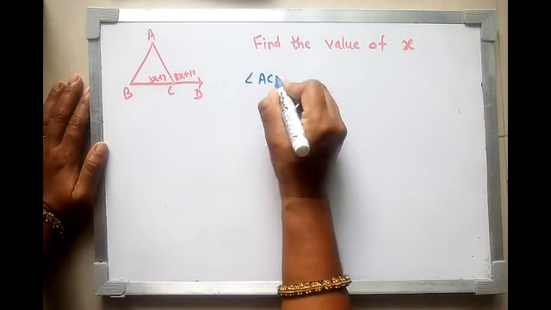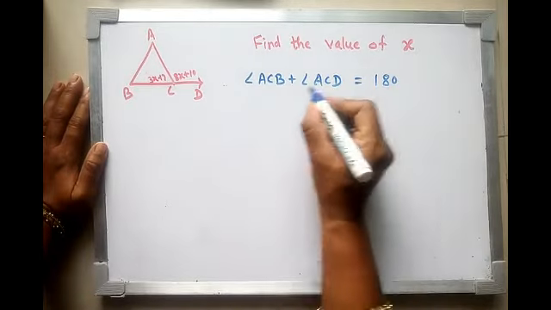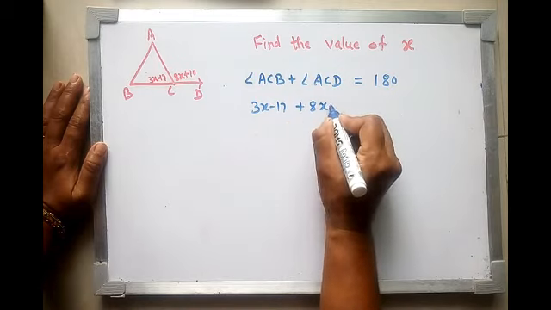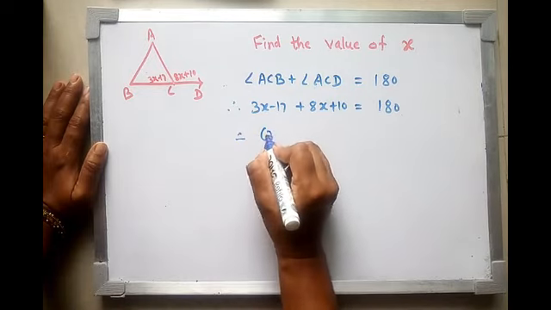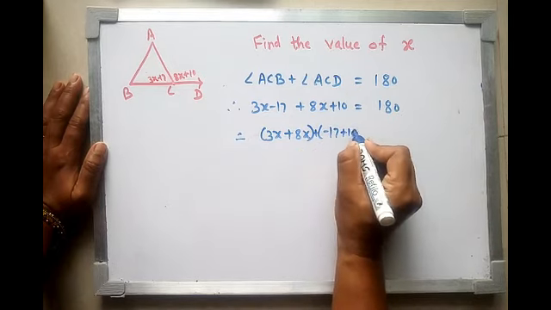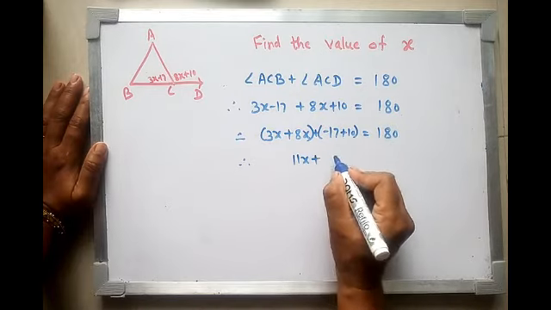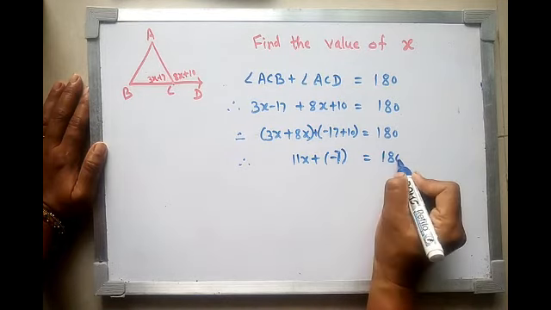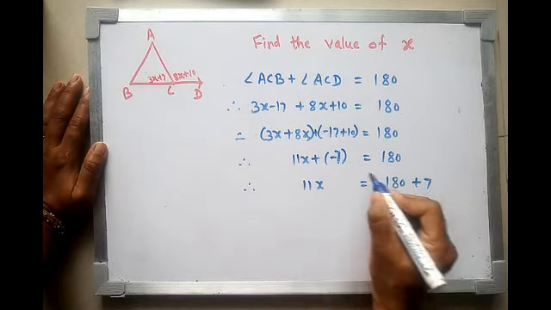I write down this equation: angle ACB plus angle ACD is equal to 180 degrees. 3x minus 17 plus 8x plus 10 is equal to 180 degrees. Write like terms in one bracket: 3x plus 8x, 11x, minus 17 plus 10 is minus 7, equal to 180. 11x is equal to 180 plus 7.